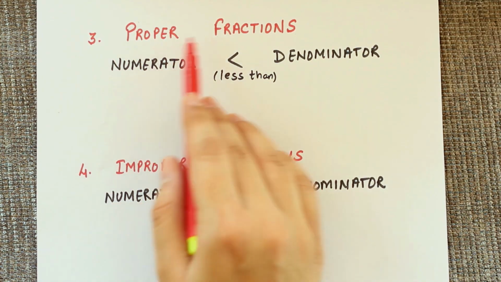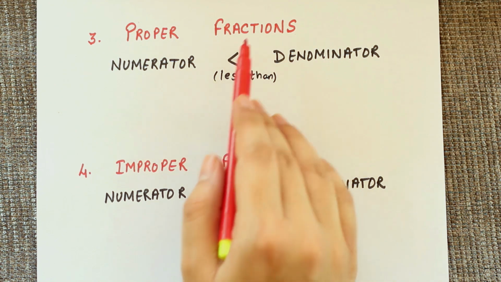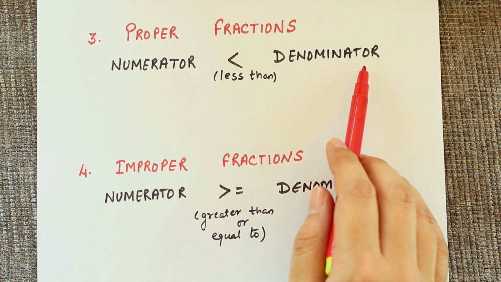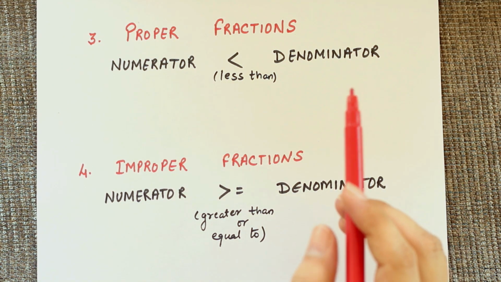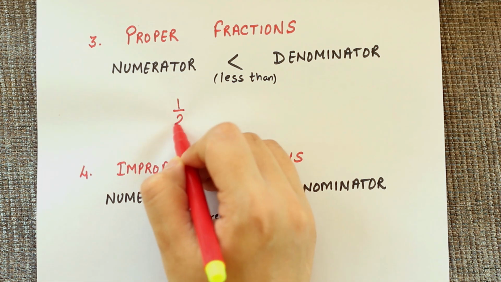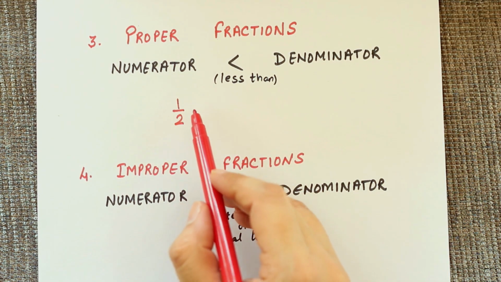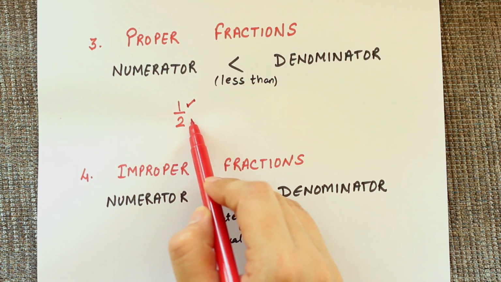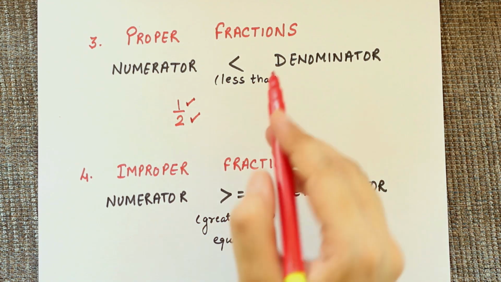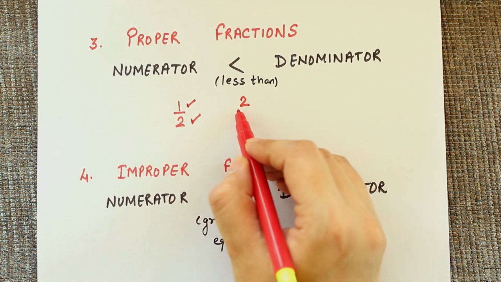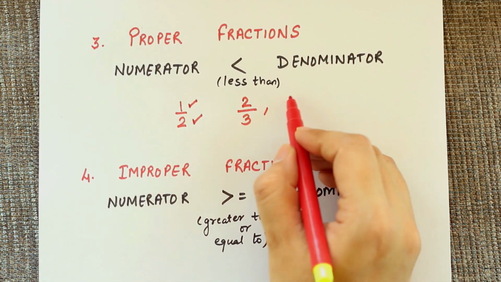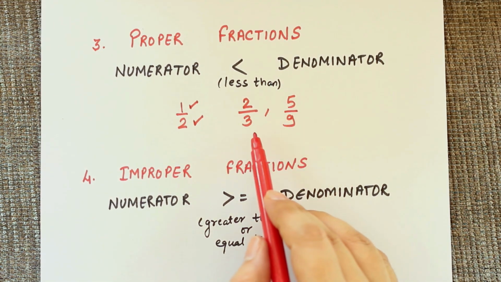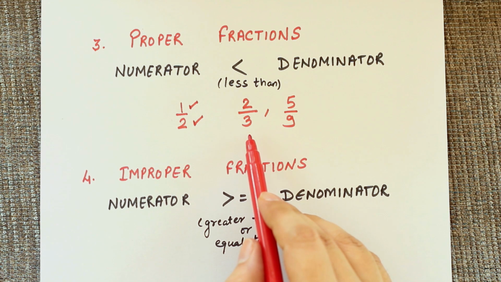Third one is proper fractions. Those fractions in which the numerator is less than the denominator are known as proper fractions. For example, 1 by 2. In this case, the numerator is 1, which is smaller than the denominator, that is 2. Similarly, we can write other examples when the numerator is smaller than the denominator. 2 by 3, 5 by 9. These are the examples of proper fractions.